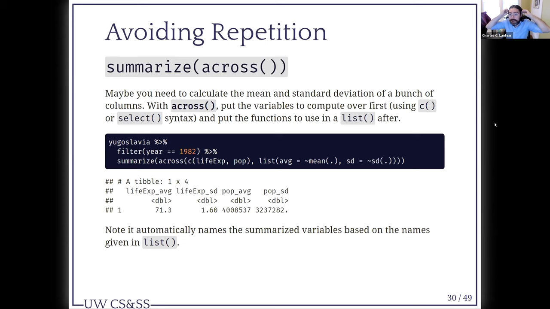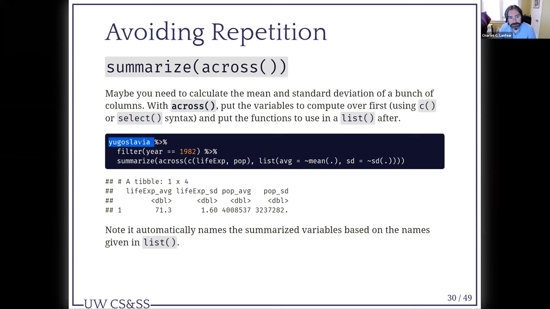If you want to aggregate and create many similar variables at the same time, as in you want to summarize all the variables in your data set, there's a shortcut function for summarize. This shortcut is called across. Maybe what I need to do is calculate the mean and standard deviation for lots of columns in my data frame. I can use across to do it, and I'll show you how.